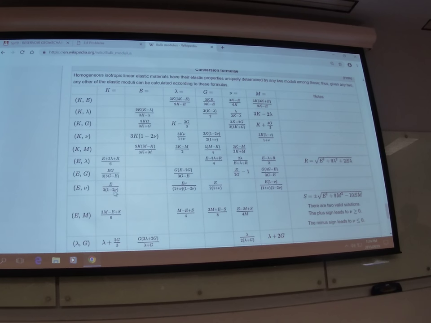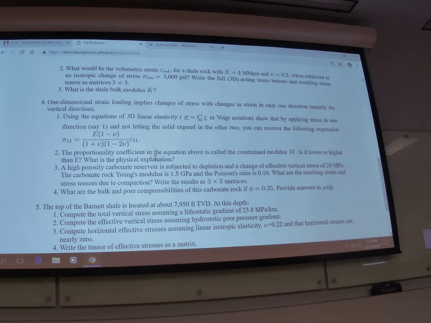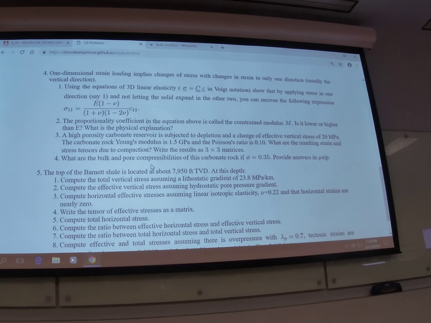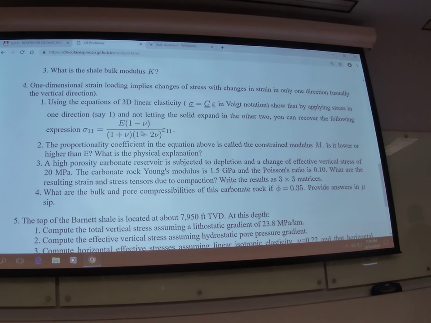Let's talk about problem number four. Problem number four is similar to the previous one, and in it you have to show that this constraint modulus M is equal to what you see over here. So I'm just copying it here on paper. We solved this in class, but we solved it with axis number 3. You can practice now and solve it again with axis number 1, as it is written here. And furthermore, with some numerical values, you're going to have to calculate what those strains, stresses and compressibility are with those parameters.